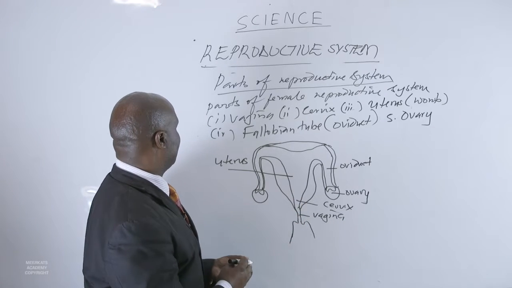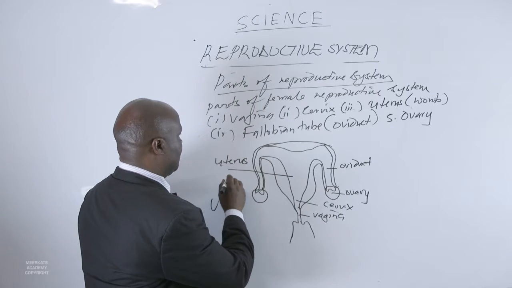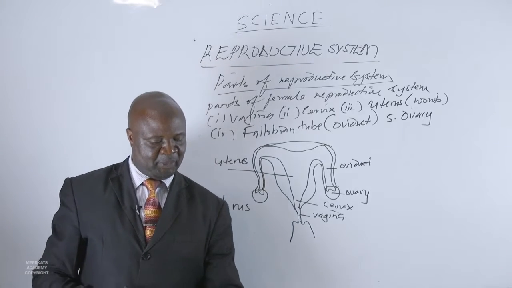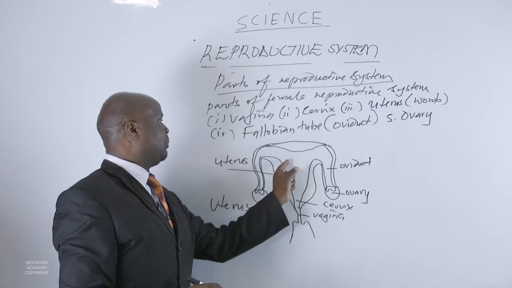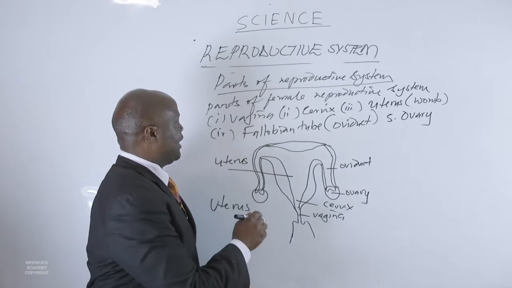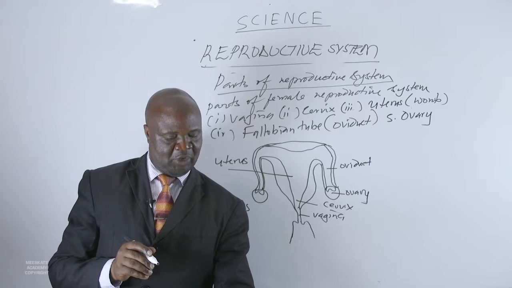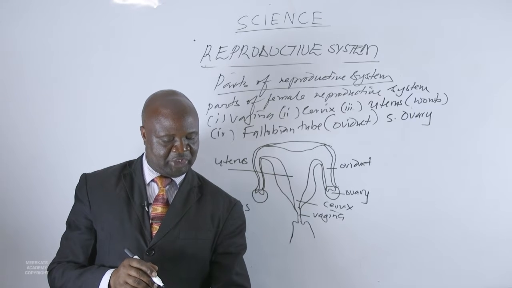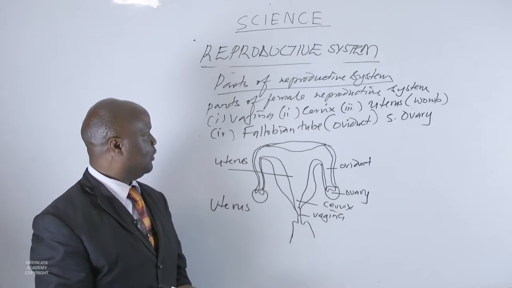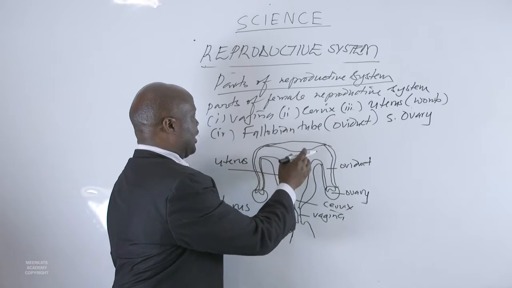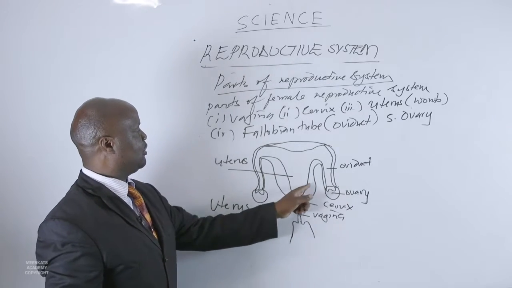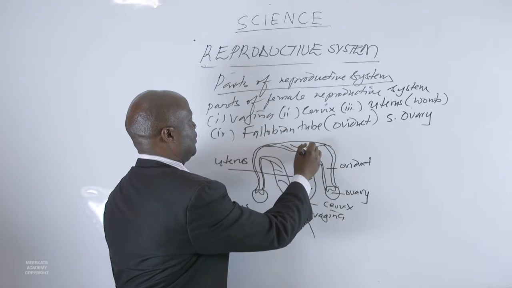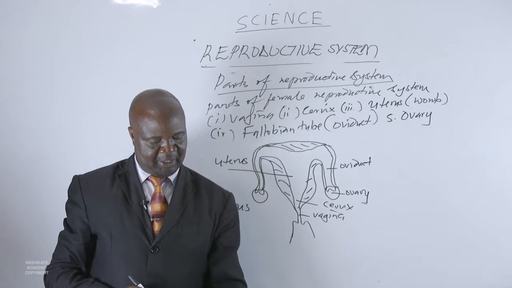Then number three, the uterus. What are the functions of the uterus? It provides room for the embryo to develop till birth. Then the muscular walls of the uterus contract to force the baby out through the cervix. So during birth, these muscles will contract and force the baby out.